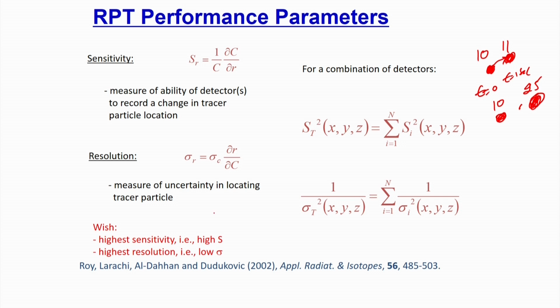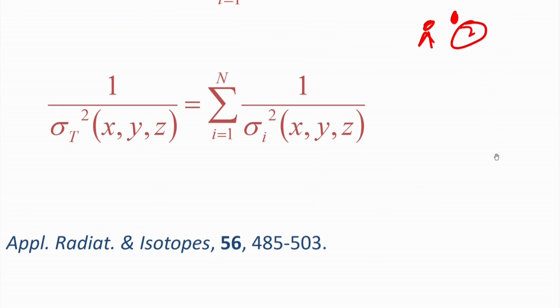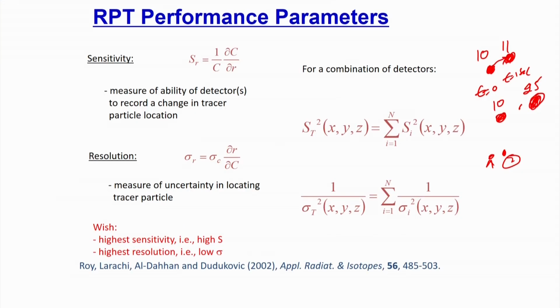So, what we are saying is, if the particle moves continuously, what is the uncertainty in locating the tracer particle? Okay. So, suppose this is the particle 1 position, and this is particle 2, the second position. What will be the uncertainty if the particle moves from this place to this place? Will I be able to resolve it or not? What is the position uncertainty?